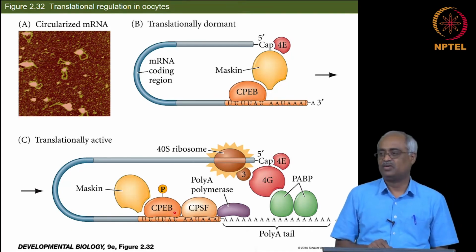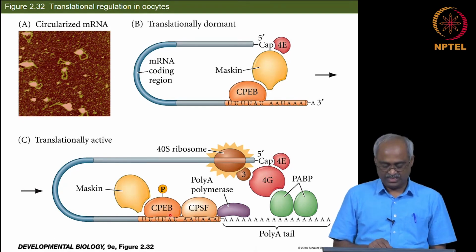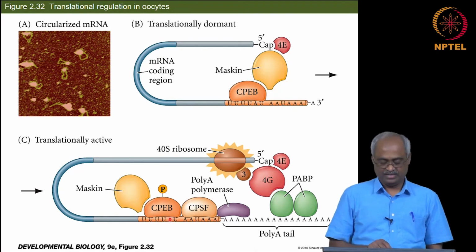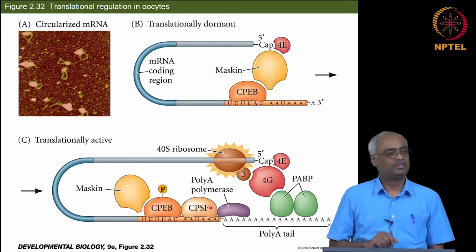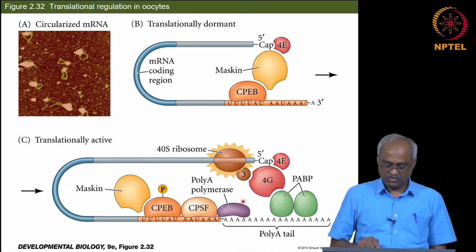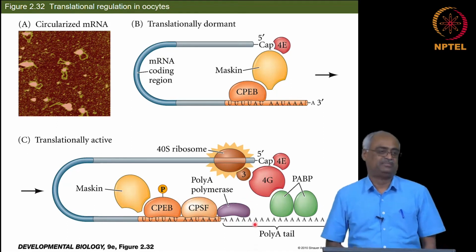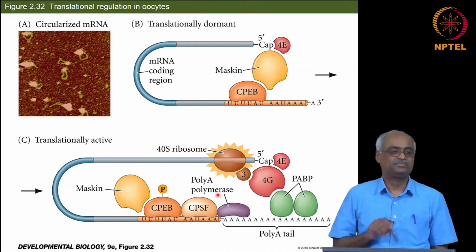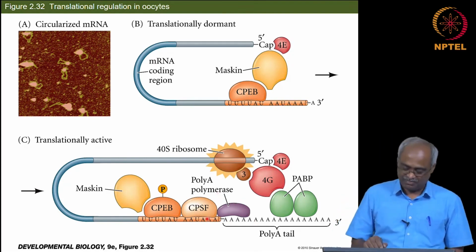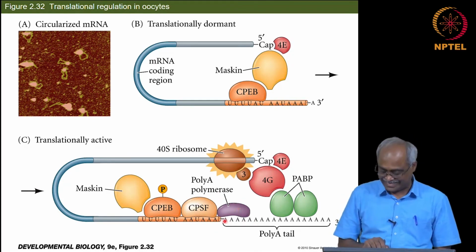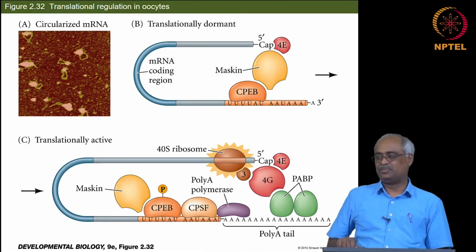Okay. And when the CPEB is phosphorylated, it recruits a protein called cleavage and polyadenylation specific factor, and that recruits a poly A polymerase, that is GLD-2, okay, for those who know C. elegans lingo. So, it recruits that poly A polymerase which extends the poly A tail in the cytoplasm.